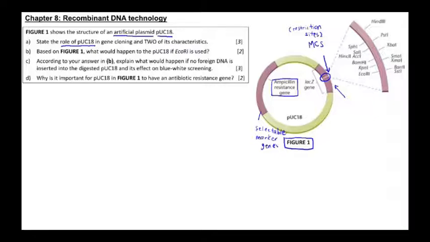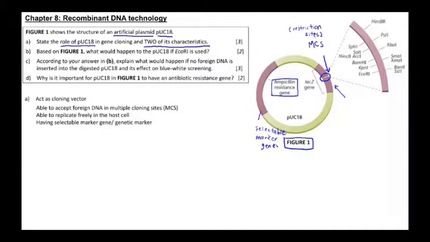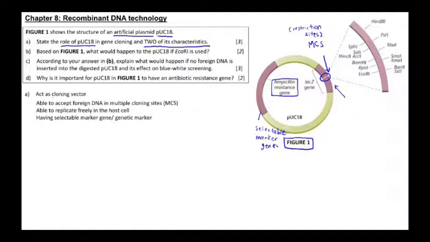And after that, you have to give two of its characteristics. Make sure you answer based on the question. You must first answer its role, which is acts as cloning vector, and then only you give the characteristics of the plasmid. Give any two from these three characteristics of plasmid.